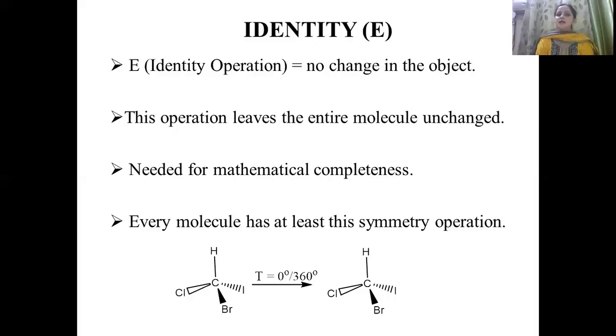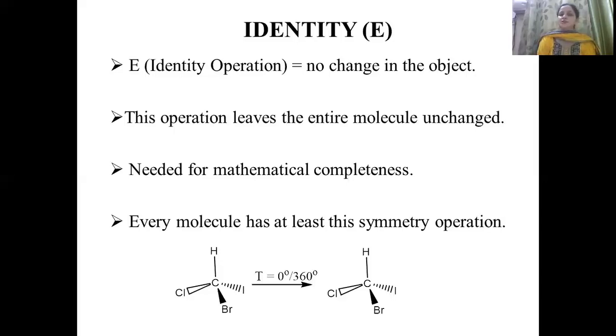This identity is present in all molecules because it leaves the molecules unchanged. Each and every molecule possesses this identity, whether or not some other symmetry operation is present, it is present in all.